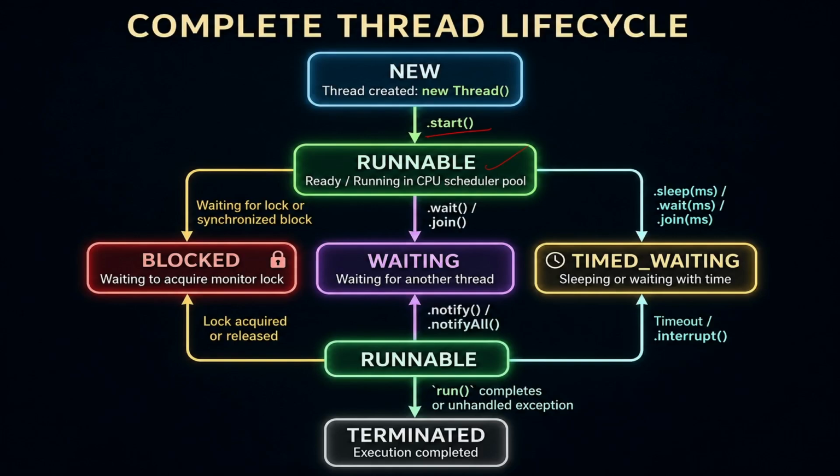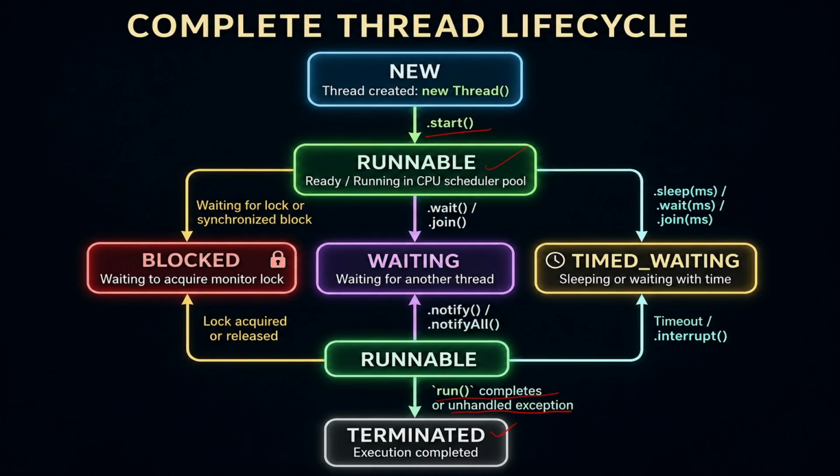So these transitions can happen multiple times. And finally, when the run method completes, the thread reaches terminated state. Or if it throws an unhandled exception, for that also it will reach terminated state. So the life cycle is not simply one straight line. A thread can move between several states many times during its lifetime.